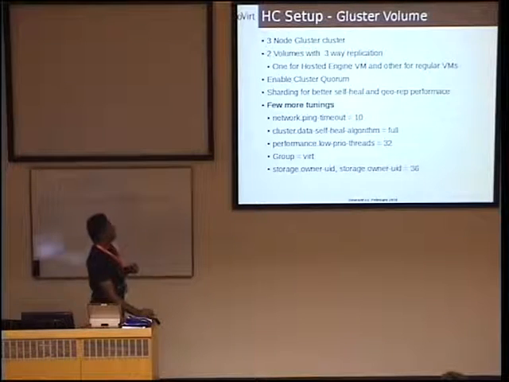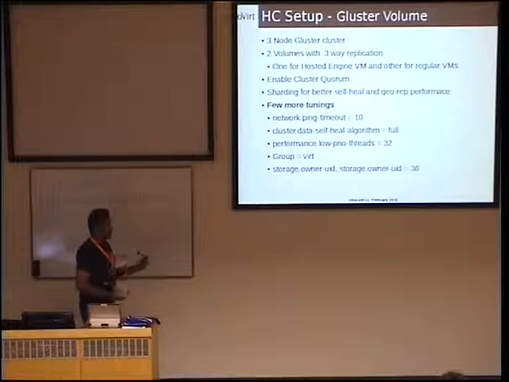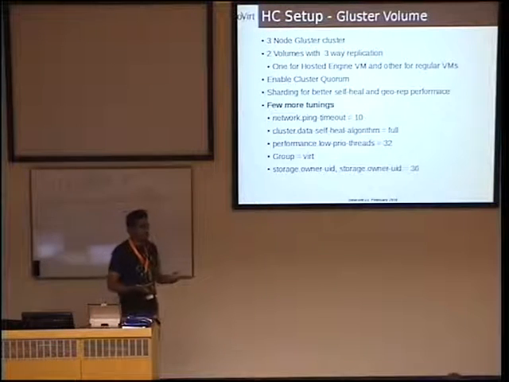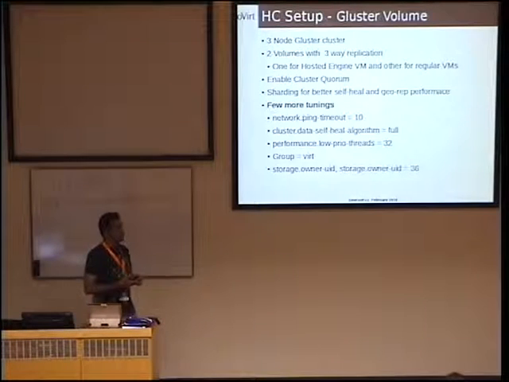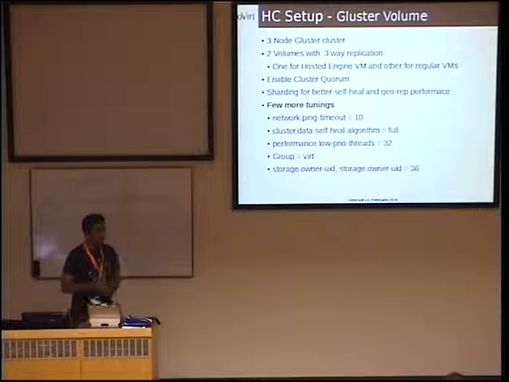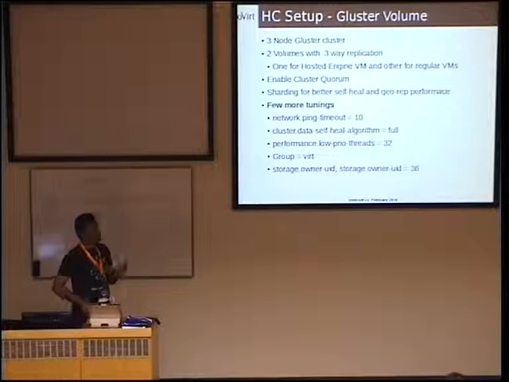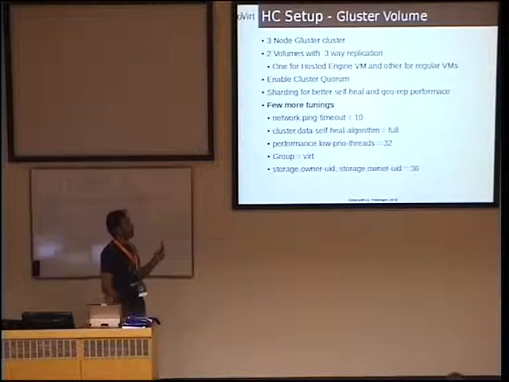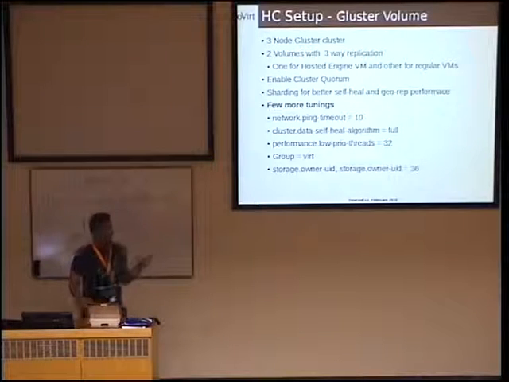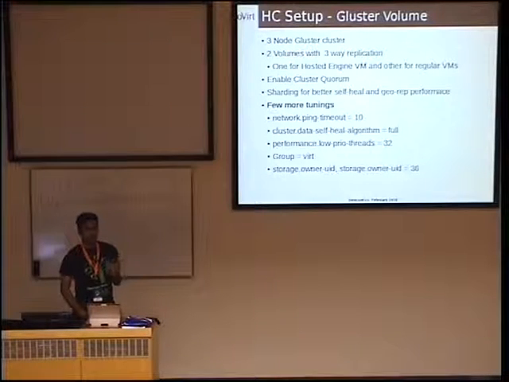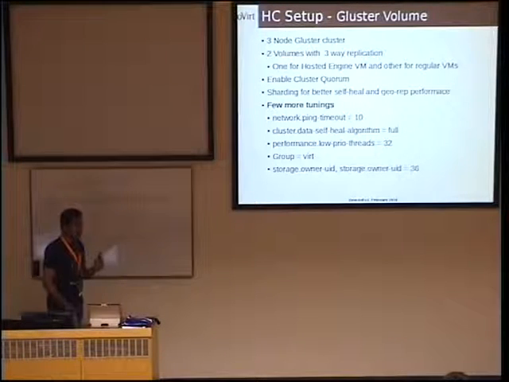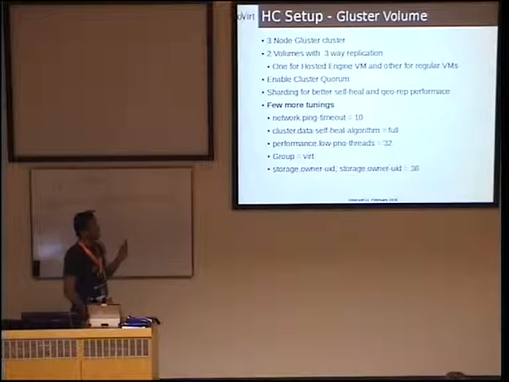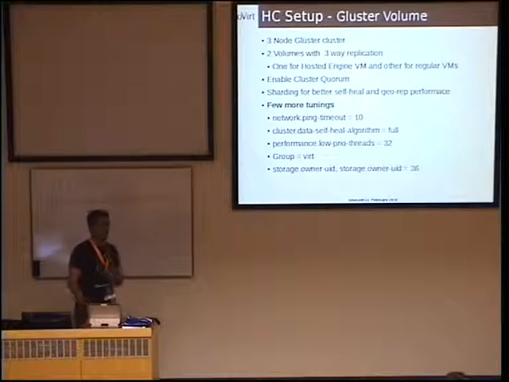But if you enable sharding, your big files, your disk image files, which are anyway going to be big, will be chunked, not striped, it's a little different from normal striping, into different chunks. It's a configurable size. By default, we use 512 MB shards. It will be chunked into 512 MB shards and will be stored in different bricks. So it greatly improves the self-heal performance as well as the Gluster performance.